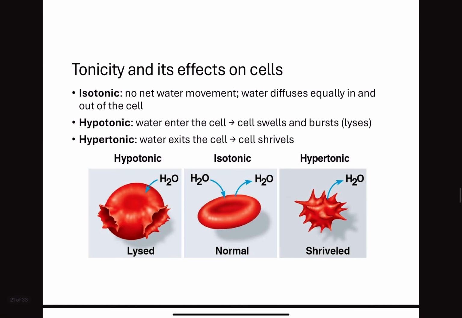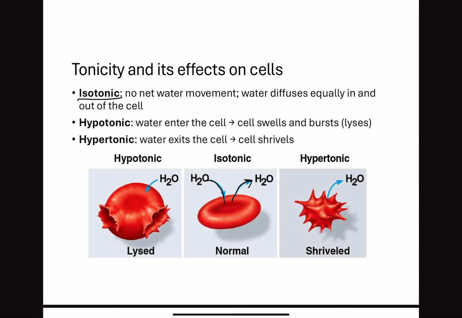So for example, if we have a cell that doesn't have a cell wall, like an animal cell, and it's immersed in an environment that is isotonic to the cell, that means that there's going to be no net movement of water across the plasma membrane. What goes in goes out at exactly the same rate. So there's no net movement of water, and that cell is going to stay in its normal shape.